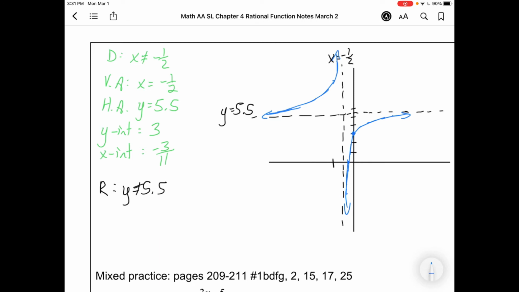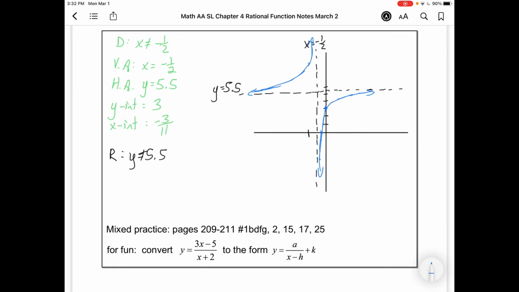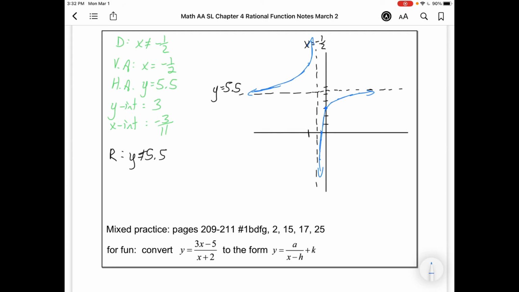Now there's some mixed practice that you can do in the book around this idea. You can find it on 209. I just want to take a second and go back through the whole chapter so we can have a little recap. And then at the end, I'll put up a video of the different problems that have been assigned from the book.